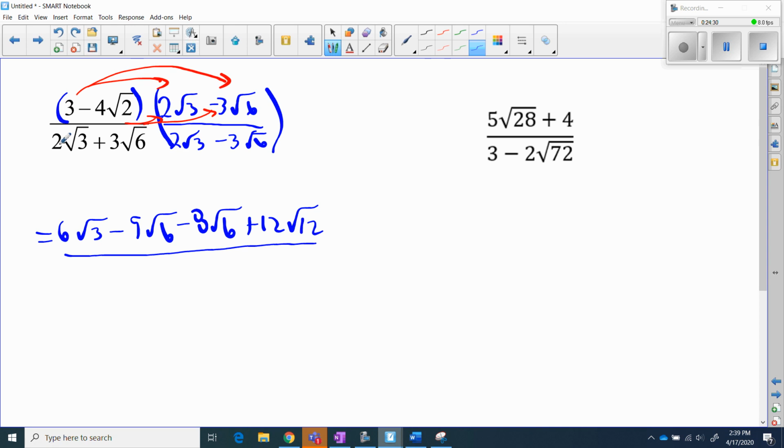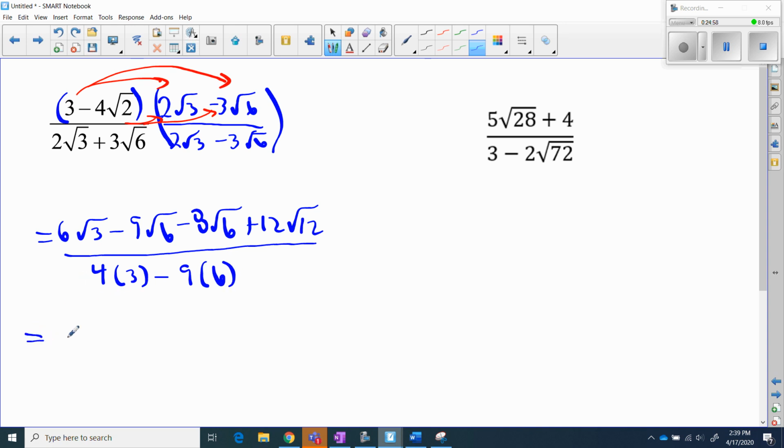Conjugates, so coefficients, 2 times 2, 4. Square root of 3 multiplied by the square root of 3. That's 3. A positive times, and I'm not bothering with the middle terms because I know they're conjugates. They're going to, so that times that and that times that are going to wipe each other out. Positive times negative is negative. 3 times 3, 9. Square root 6 times square root 6 is 6. Perfect. No square roots in the bottom.